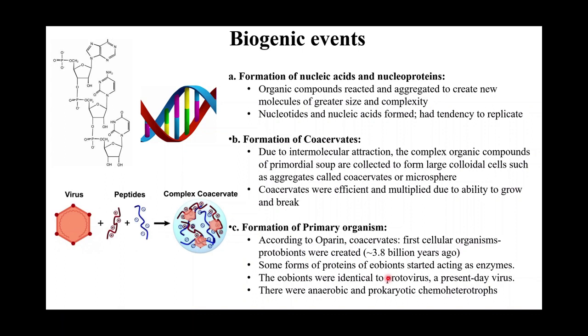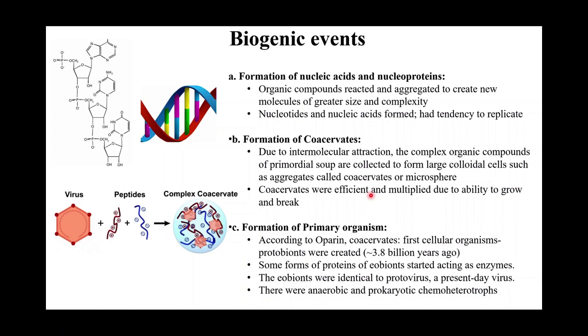So due to intermolecular attraction, the complex organic compounds of primordial soup are collected to form large colloidal cells. Colloidal meaning they are just held to each other by interactions, by forces, like attractive forces, and they are called coacervates. Imagine these guys are coming and staying to each other, so they are multiplying by their ability to break and grow. So you break, go and bind to someone else, again break and go and bind, so you are multiplying yourself in the environment. So these coacervates are called the primary organism.